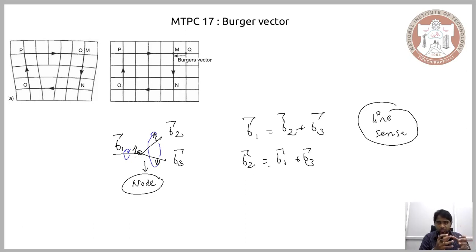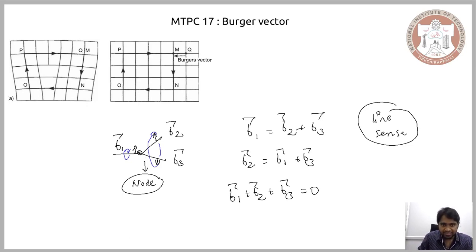You can also assume a different line sense and express the Burgers vector B3 as the summation of B1 and B2. So, it all depends on how you construct your Burgers circuit. Similarly, you can choose your line sense so that the direction of the Burgers circuit varies accordingly, and you can arrive at an expression like B1 plus B2 plus B3 is equal to 0. So you can set up the convention such that the summation of the Burgers vectors acting at this node is equal to 0.